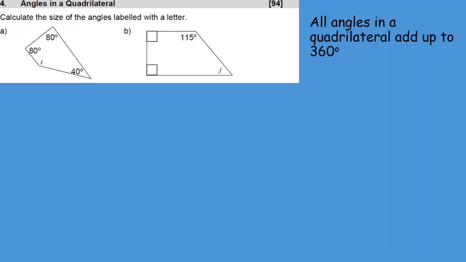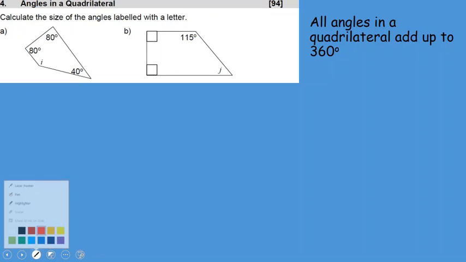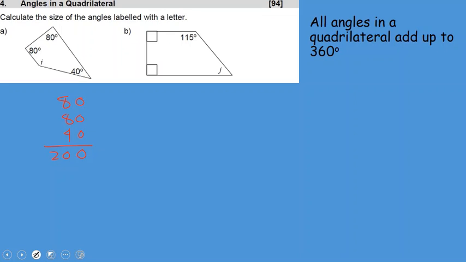So for question A, right, we're going to need to add up the ones that we know. So 80 plus 80 plus 40. So 8 and 8 is 16, and another 4 is 20. So we've got 200 degrees there. And all we do then is take that away from 360. And we end up with 160. So angle I must equal 160 degrees.